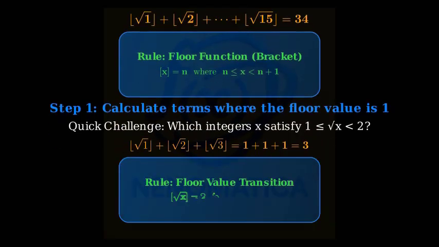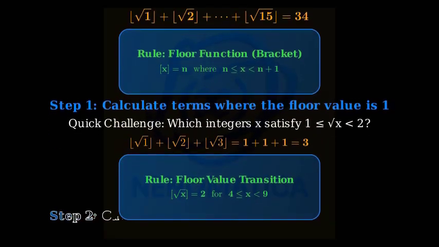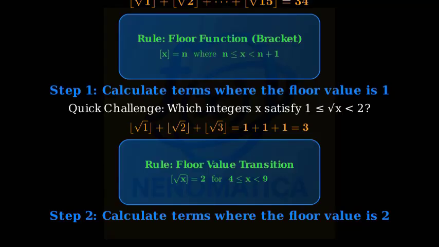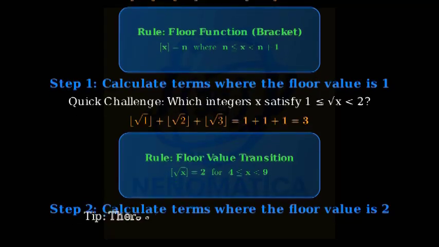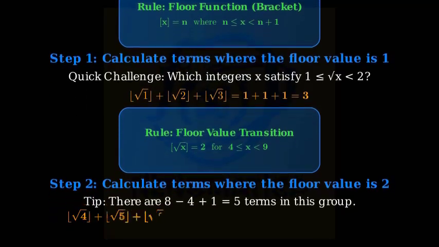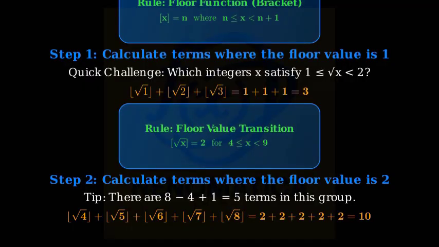Step 2. Compute all terms where the floor equals 2. Tip: there are 5 terms in this group, from 4 through 8 inclusive. We add bracket square root 4 through bracket square root 8, each equals 2, so the sum is 10. Rule box, floor value transition for 3.